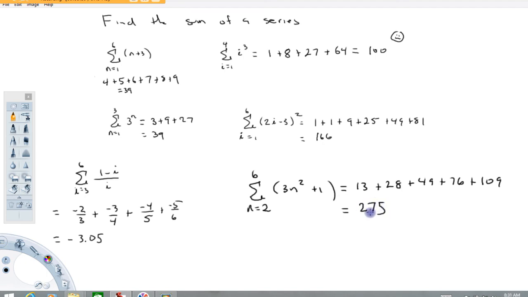All right. So again, I was making this video to help demonstrate how to find the sum of a series. I hope that this demonstrates that adequately for you.